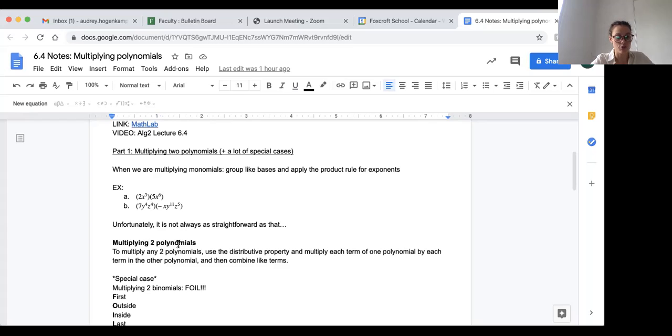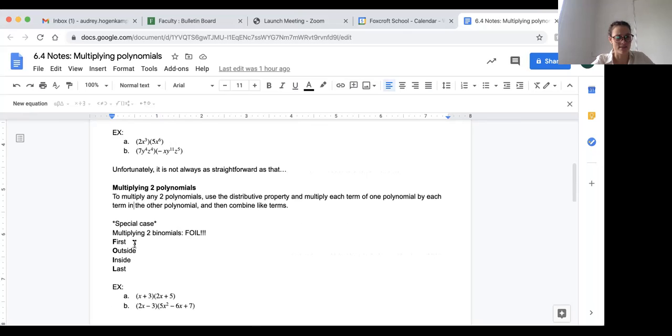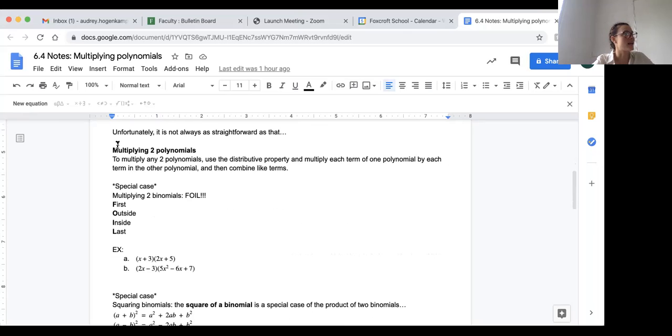To multiply any two polynomials, use the distributive property and multiply each term of one polynomial by each term of the other polynomial, then combine like terms. So that's a weird sentence, but I think that it will become obvious as we do some examples.